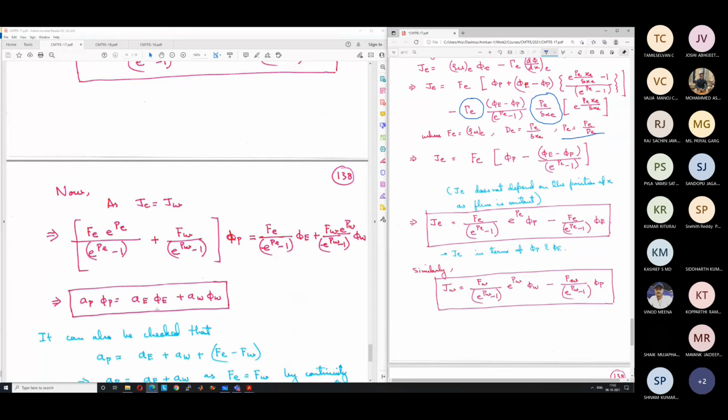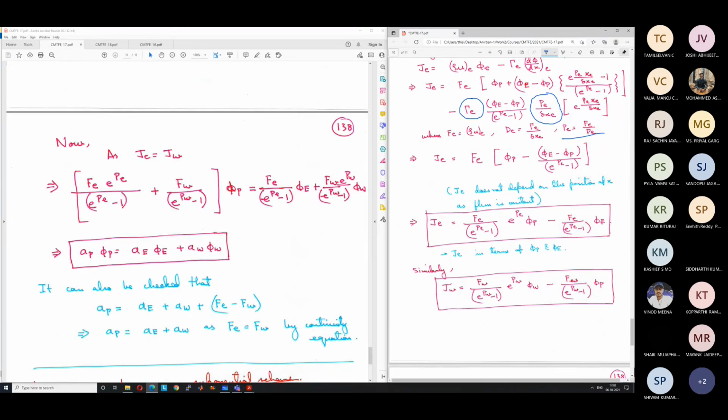This expression is of the same form as AP phi P equals AE phi E plus AW phi W. This form is very familiar to us because we have seen that for all cases we find this form. However, the values of AP, AE, and AW are now given by this. AP is this term, AE is this term, and AW is this term. This scheme with these values of AP, AE, and AW is known as the exponential scheme, because we have derived it based on the exponential variation.